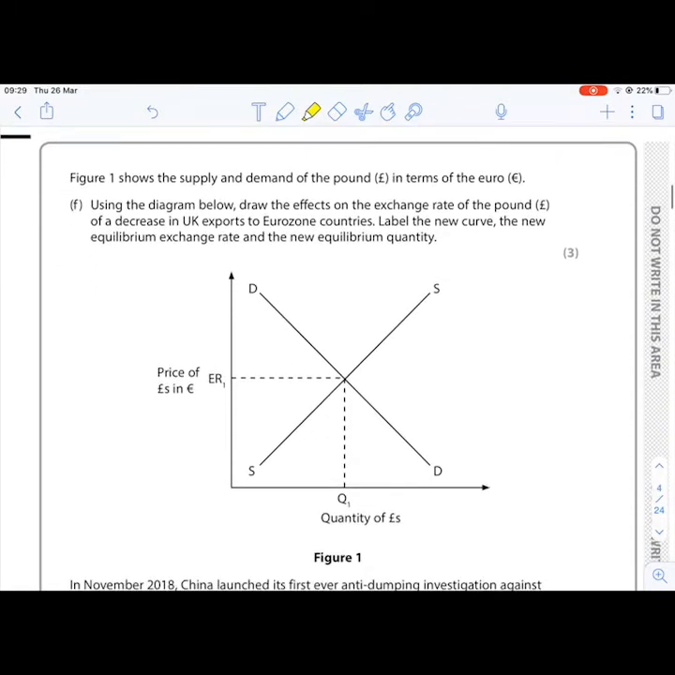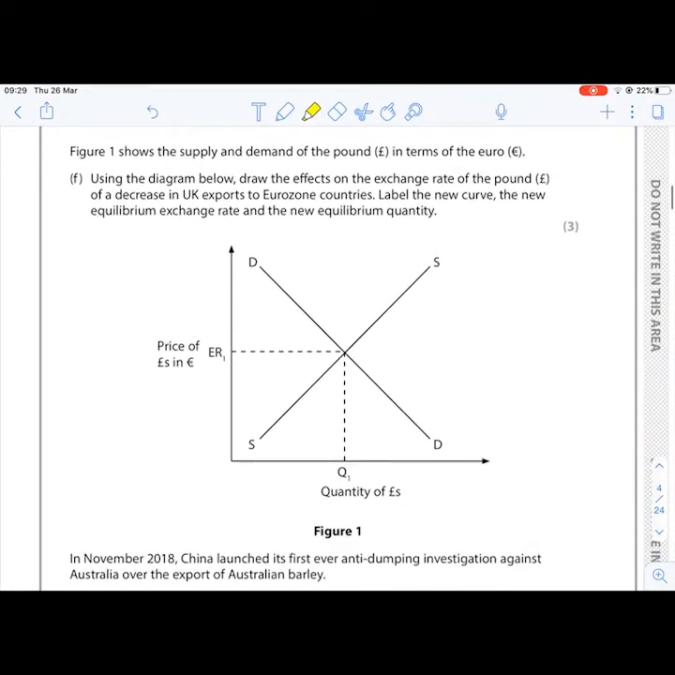Okay, next question. We've got a supply and demand diagram here. So using the diagram below, draw the effects on the exchange rate of the pound of a decrease in UK exports to Eurozone countries. So this means that the UK are exporting less products to Eurozone countries. So you need to label the new curve, the new equilibrium exchange rate, and the new equilibrium quantity.